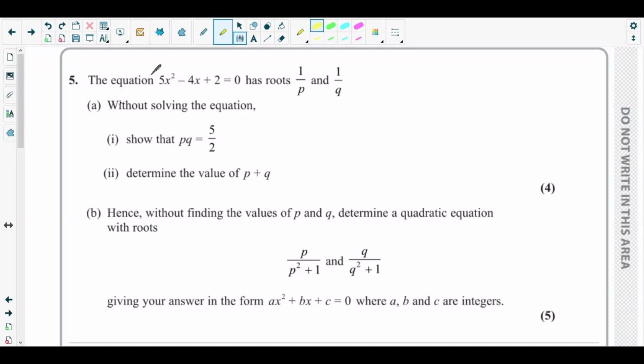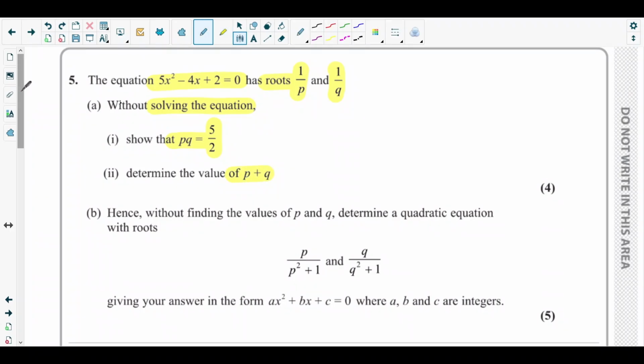Okay. So question number 5 says the equation 5x squared minus 4x plus 2 equals 0 has roots 1 over p and 1 over q. Part A is asking, without solving the equation, part 1, to show that pq equals 5 over 2, and part 2, to determine the value of p plus q.